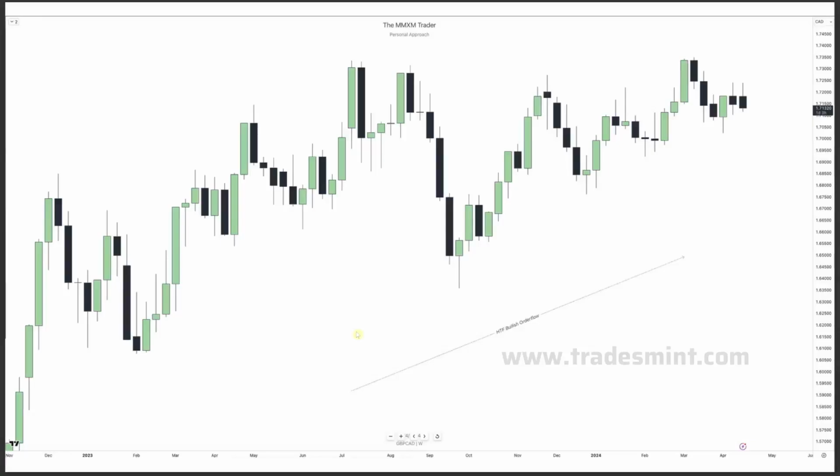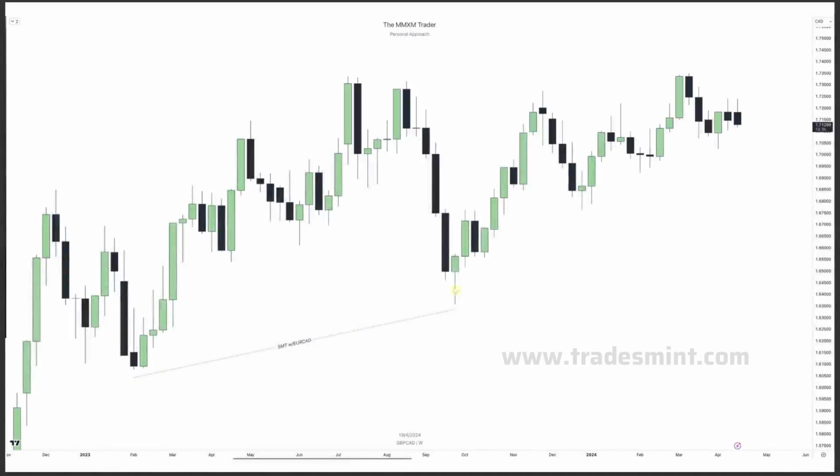Now over here we've got a higher time frame chart, which is GBP CAD weekly chart. We can clearly see higher time frame is bullish, right? This is a nice uptrend. Now what makes it a higher probability that we're gonna continue up higher? As always, SMT, right? SMT is very important in continuation or reversals.